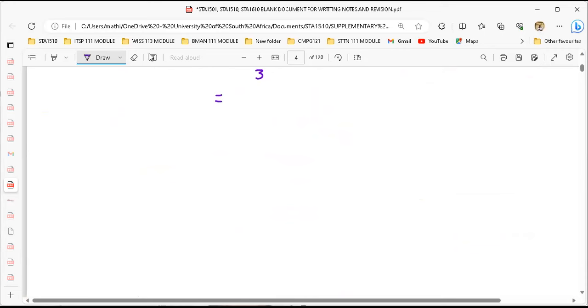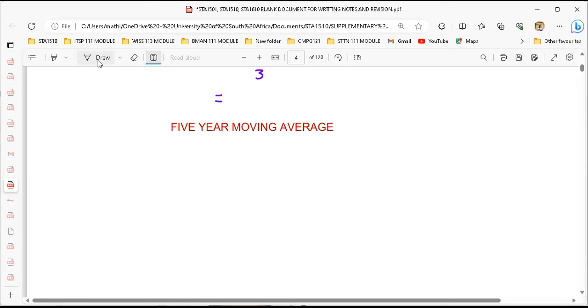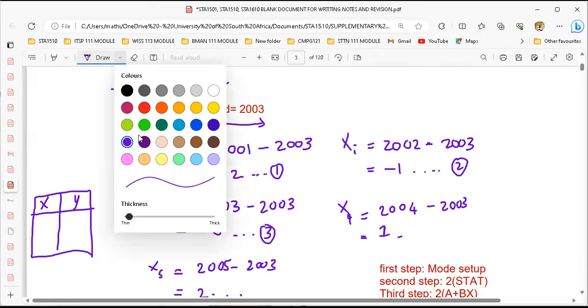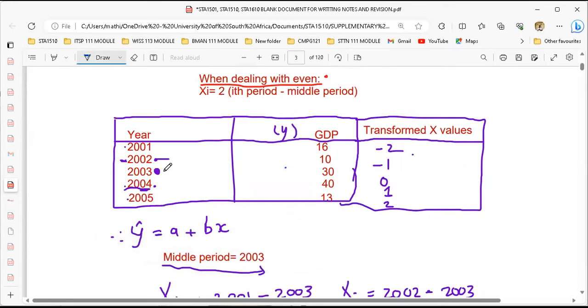The 5-year moving average. For the 5-year moving average, you also have to divide by 5. Let's say, for example, they say find the 5-year moving average that corresponds to the year, maybe 2003. Yes, 2003.